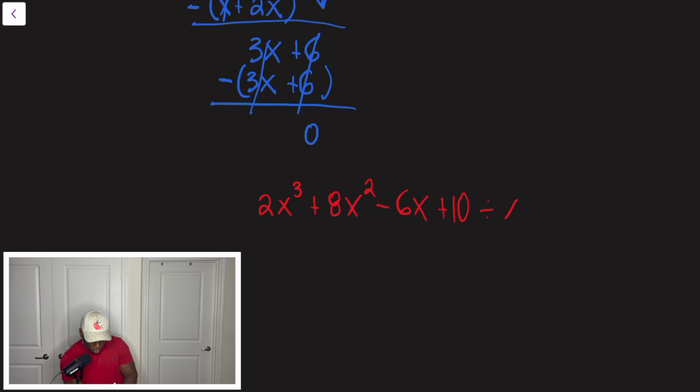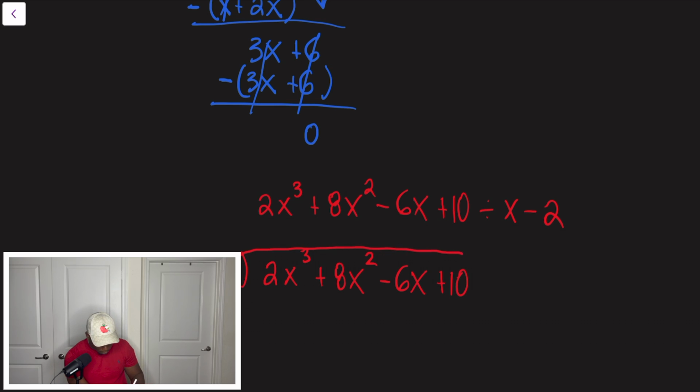All right, so we wrote our problem out, guys. Now let's set it up so that we can solve. So I know that 2x to the third is what's going to be under the division symbol, right? So we'll rewrite that, and then we're going to start the process.